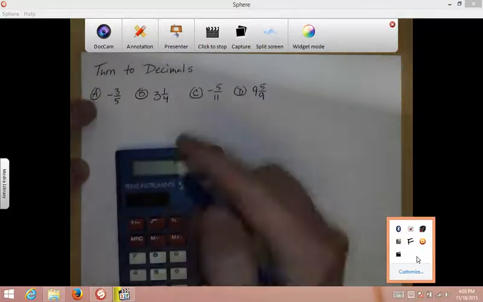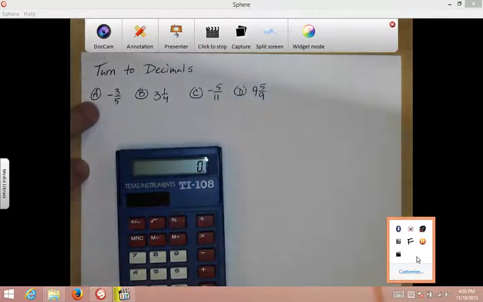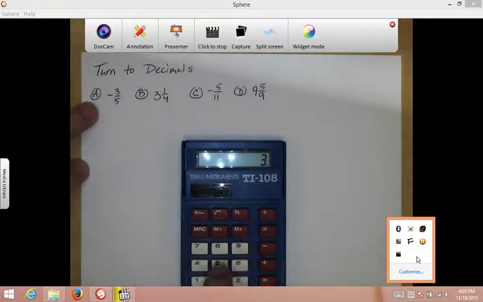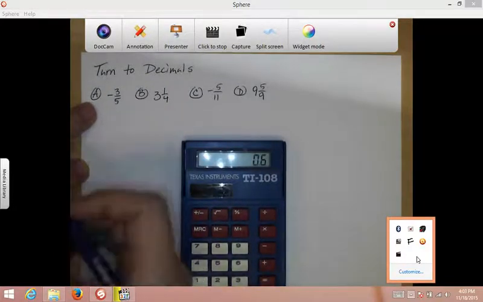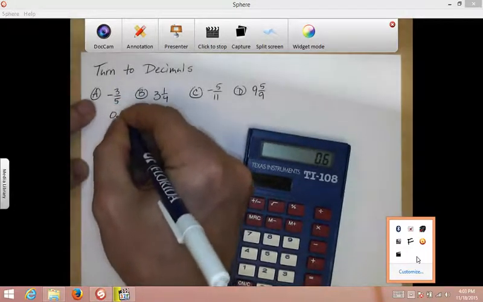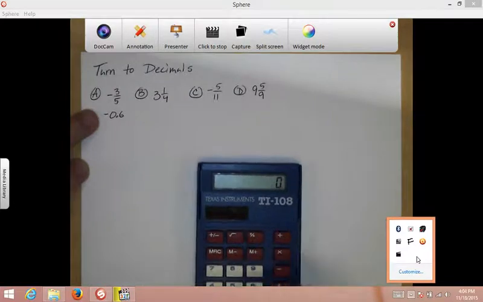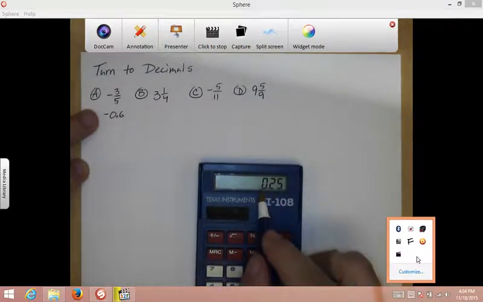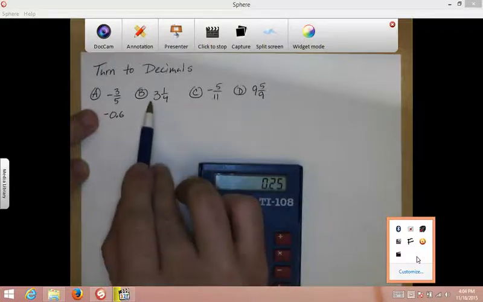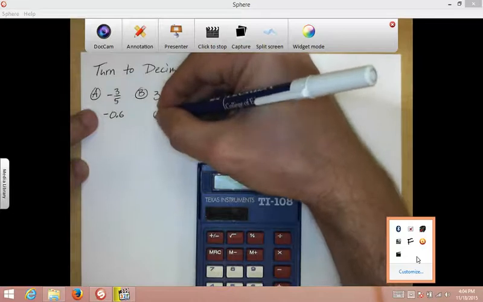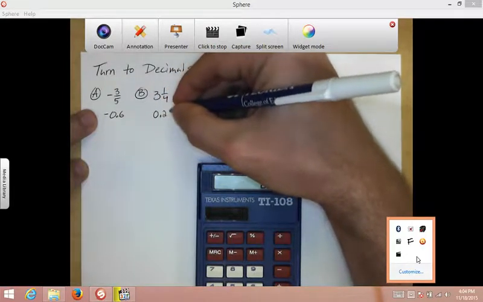First of all, we've got negative 3/5. So in our calculator, 3 divided by 5, we've got 0.6. Since this was negative, our answer is negative. Now, letter B, we could do 1 divided by 4, which is 0.25, and then just put a 3 in front of it because we have a whole number 3. But if you want to, we could also make it into an improper fraction and do it that way.